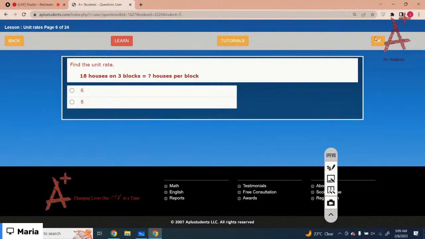So 3 times 6 is 18. Again, you have a 6. That means 6 houses per block. Got it?